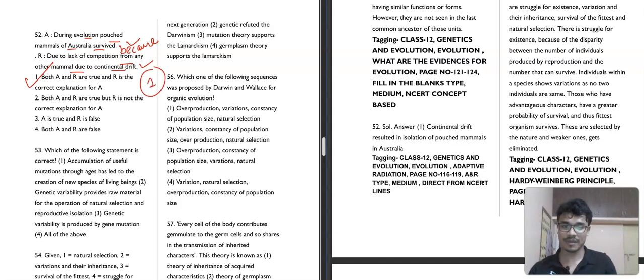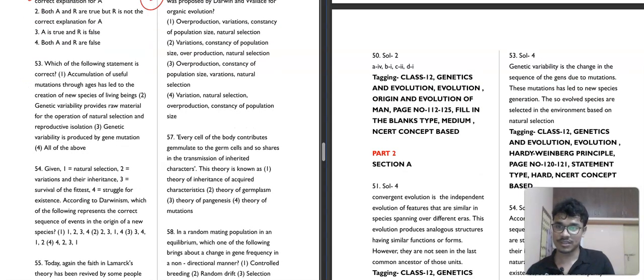Then next question number 53. This question is saying, which of the following statements is correct? First option, accumulation of useful mutations through ages led to creation of a new species. Absolutely correct. Then genetic variability produces raw material for the operation of natural selection and reproductive isolation. It is also correct. Then genetic variability is produced by gene mutation. It is also correct. So, all the statements are correct. Fourth option will be your correct answer.